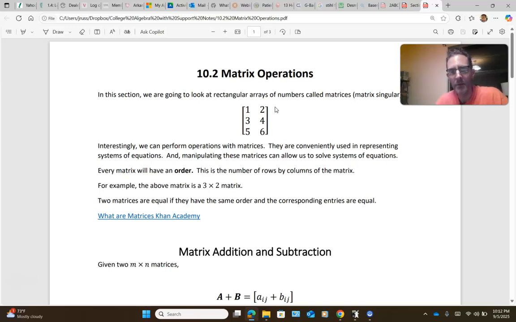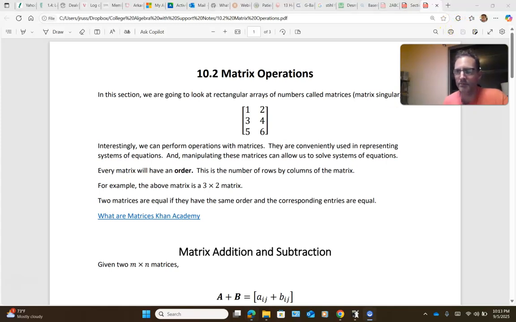If you remember that system of equations that we had, we came up with that one matrix A, and it represented the coefficients of that system. And then we had that second matrix B that represented the constants. Well, having those two matrices defined that system. We could then forget about the variables, the X, Y, and Z. So matrices are extremely useful, and we're going to look at them in a little more detail in this section.